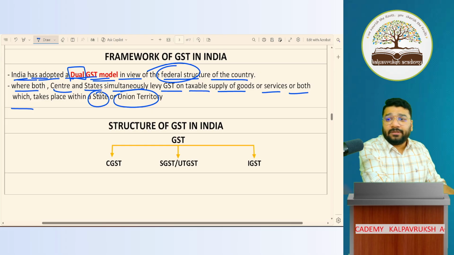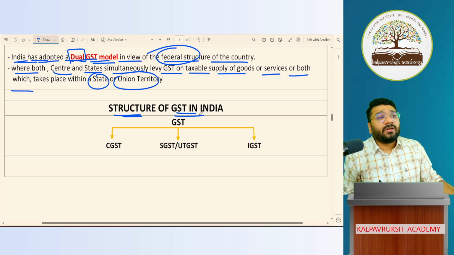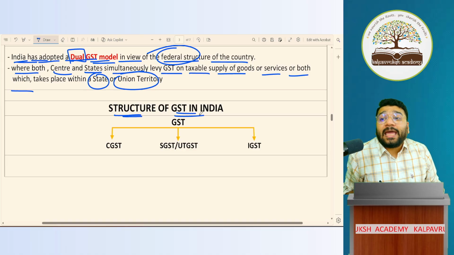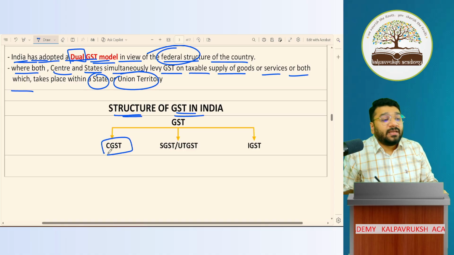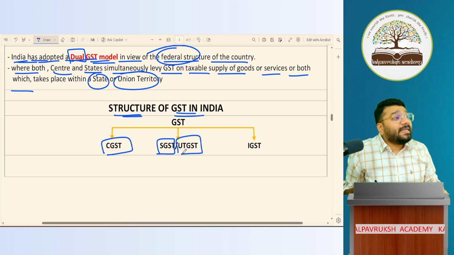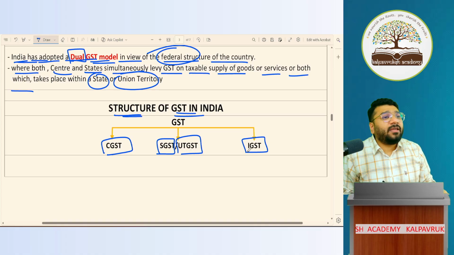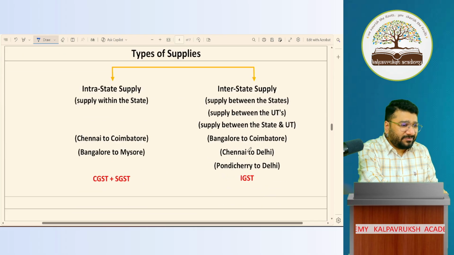Now listen to me very carefully. What is the structure of GST in India? We now have 4 types of GST in India. First is called CGST. Second is called SGST. Third is called UTGST. Last one is called IGST. Okay?